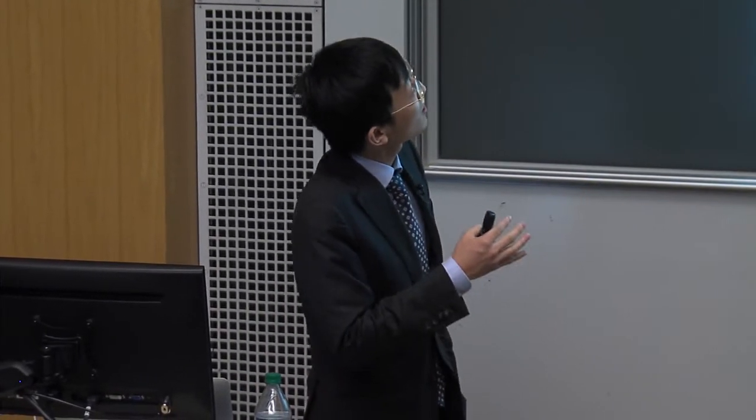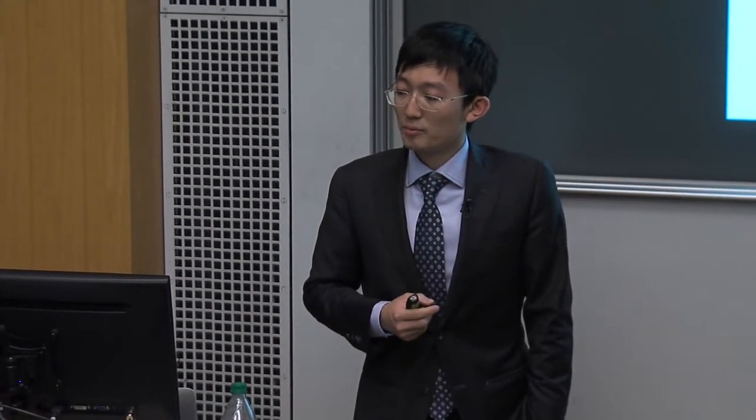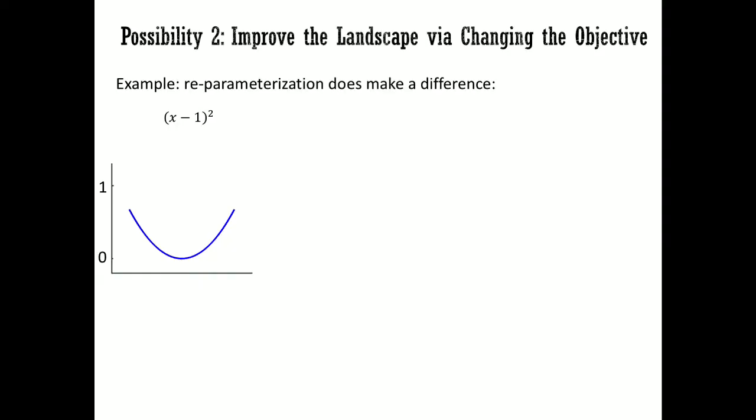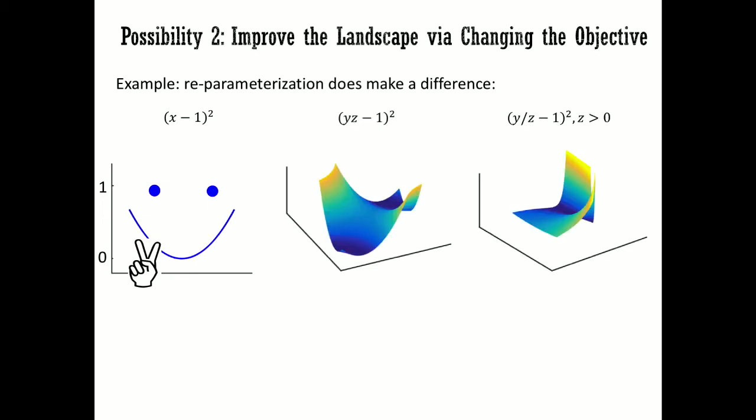Let me just give you this very toy example to convince you that re-parameterization does make a difference. Let's say we have this convex objective function (x - 1)^2. This is probably the nicest objective function we can hope to optimize, so we are very happy here. And let's try to re-parameterize it. Let's say we take x to be y times z, or x to be y over z. And then you can see that the landscape of the objective function becomes very different.